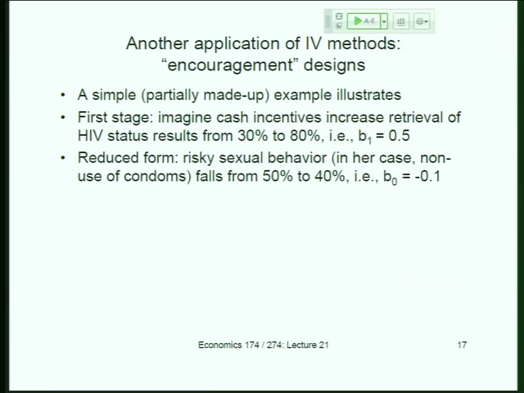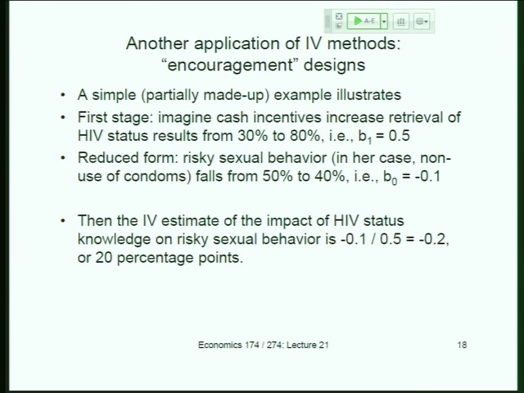Minus 0.2, did somebody say? Yeah, so minus 0.2. You get the minus 0.1 divided by half, and you get the IV estimate. So 20 percentage points. So what this is saying, if you believe these numbers and these assumptions, is if I know my HIV status, the shift in risky sexual behavior would be 20 percentage points.